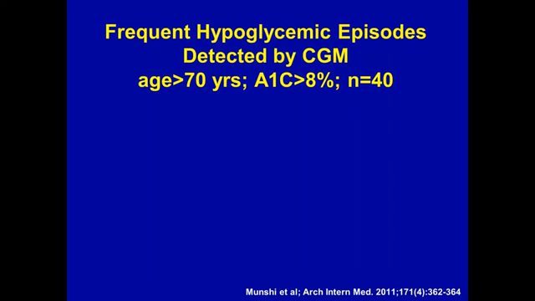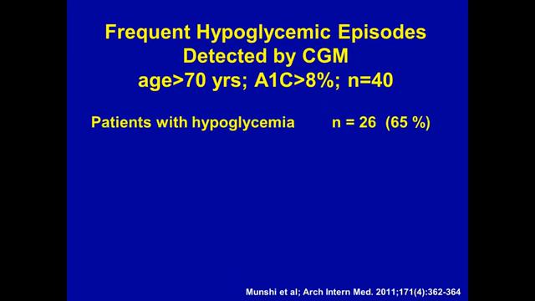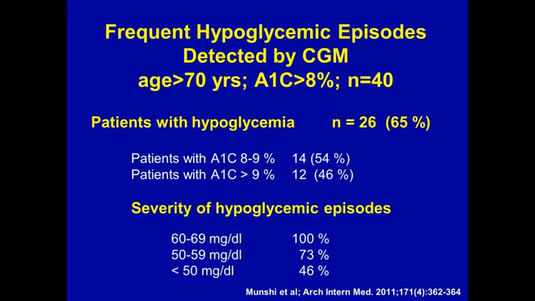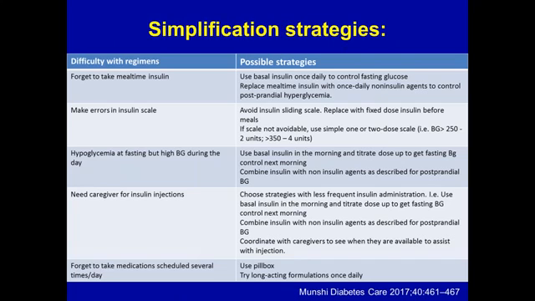So these are data collected by Dr. Mushi on episodes of hypoglycemia in subjects above 70 years old with type 2 diabetes and A1C above 8. We can see that patients with hypoglycemia were 65%, independently of the A1C value. And we can see that 46% of the hypoglycemia was clinically significant, with a blood glucose level less than 50. So it's very important to simplify as much as we can the insulin regimen.